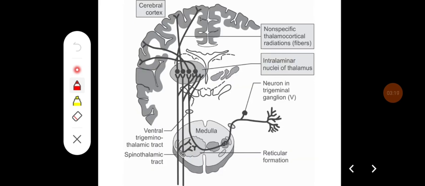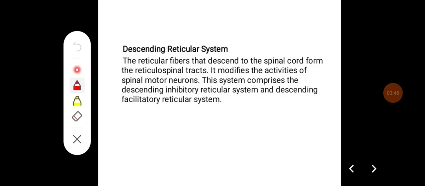This is a diagram showing the ascending pathway, where fibers from different ascending tracts go to the thalamus, to the interlaminar nucleus, and form the non-specific thalamocortical radiation, and they create a sense of awareness. That is the important function of the reticular formation or ascending reticular formation.